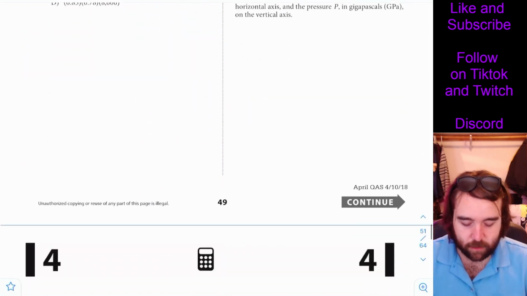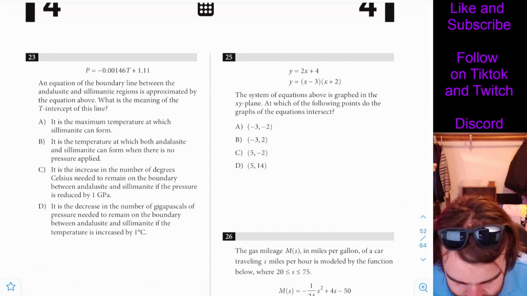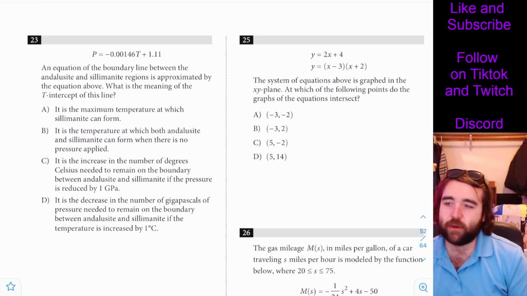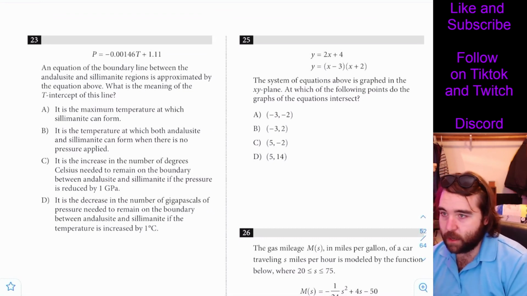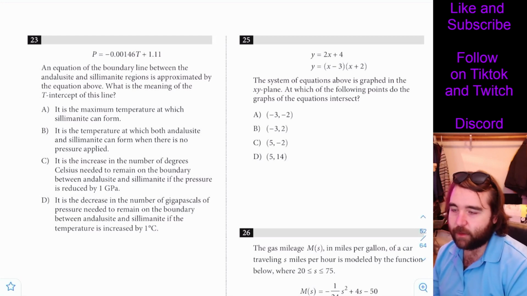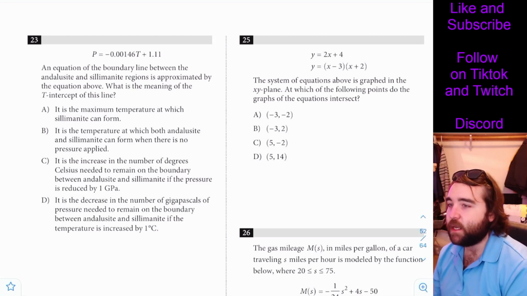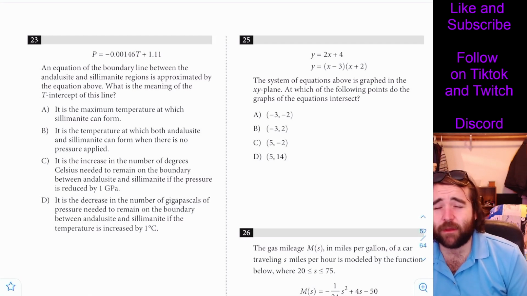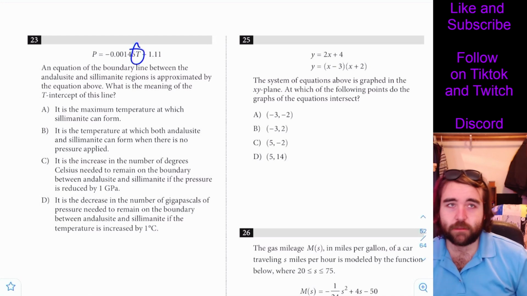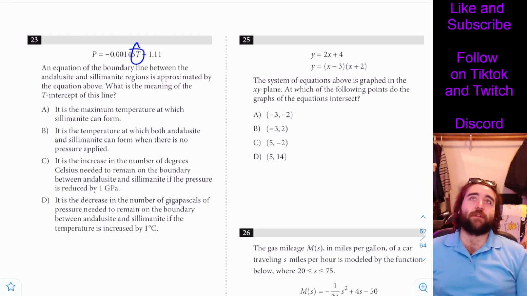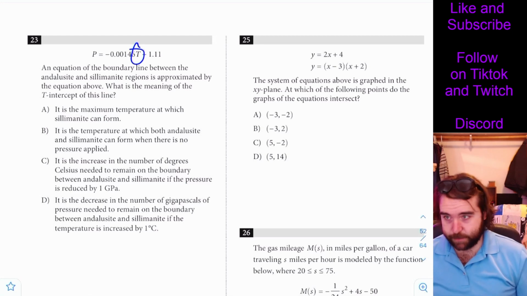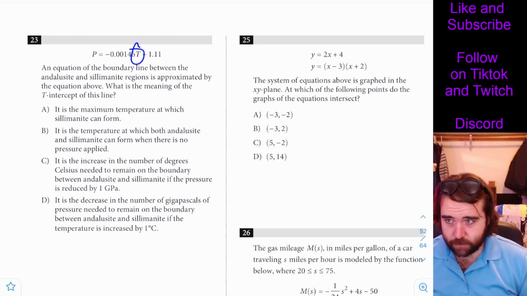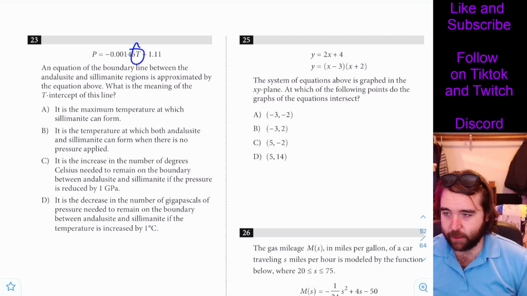All right, look at this thing. Let's actually not look at it yet because we just need this. The equation of the boundary line between the Andalusite and the Sillimanite regions is approximated by the equation above. What is the meaning of the t-intercept of this line? Okay, the t-intercept. So they're talking about the x-intercept then, right? Because the t is in the x spot. So a t-intercept, an x-intercept, is when the y value is equal to 0, which in this case is p. So they're saying when p is equal to 0, that would be the temperature. It's in between Andalusite and the other one.